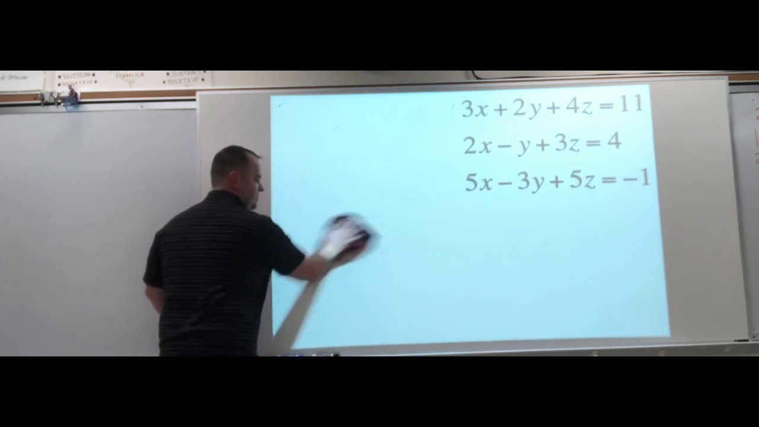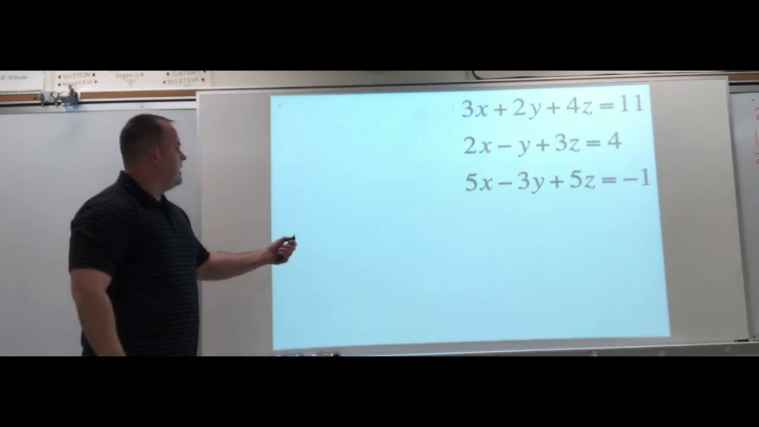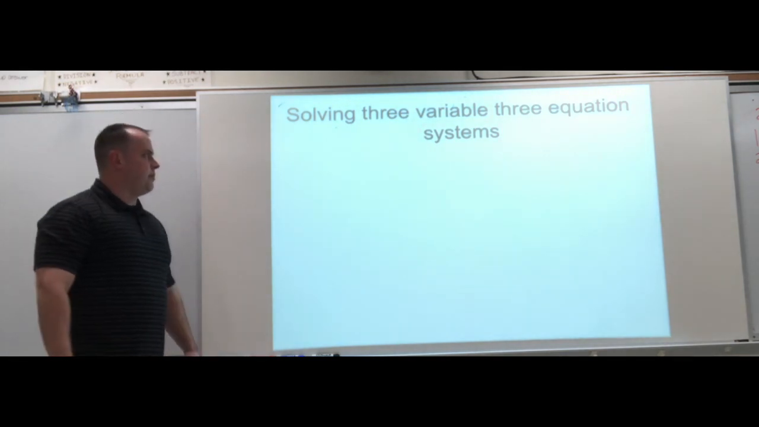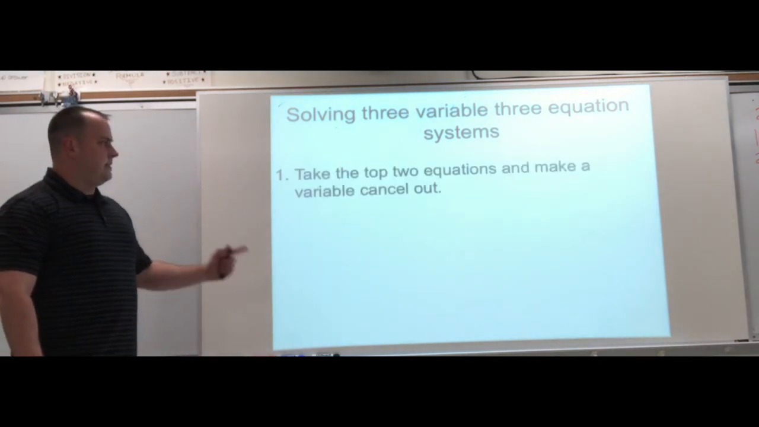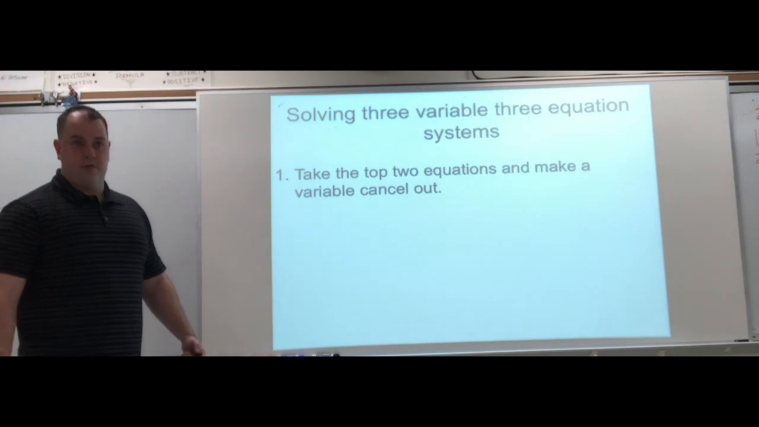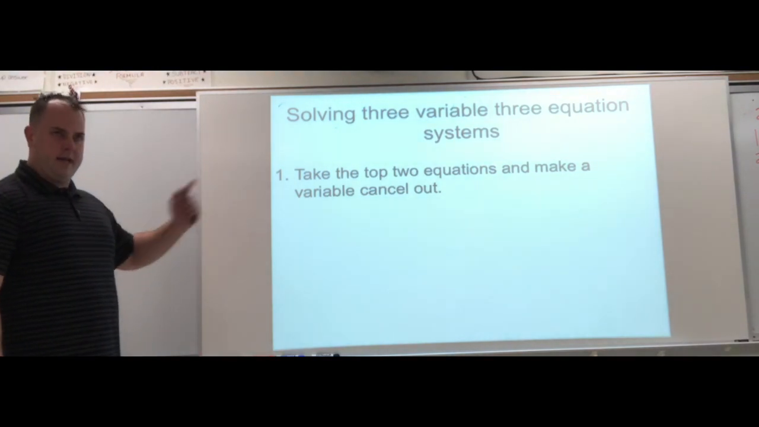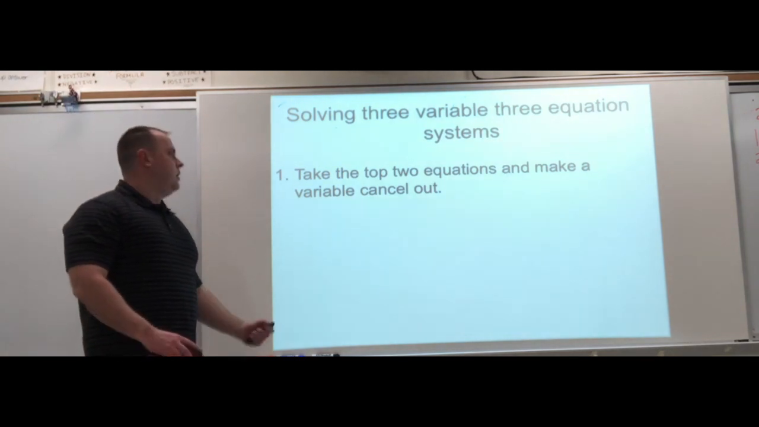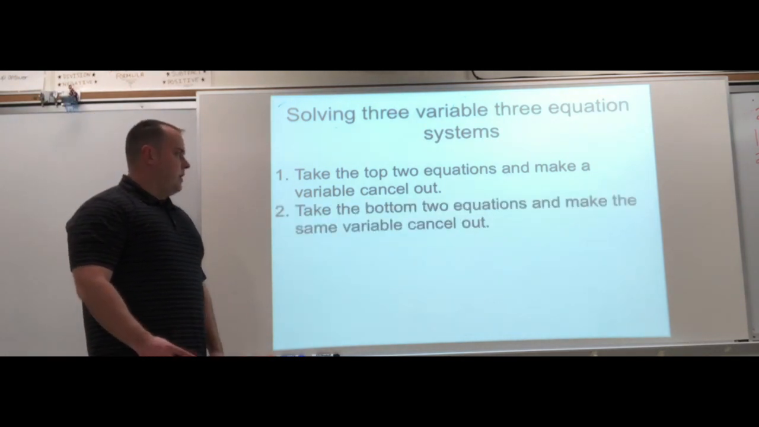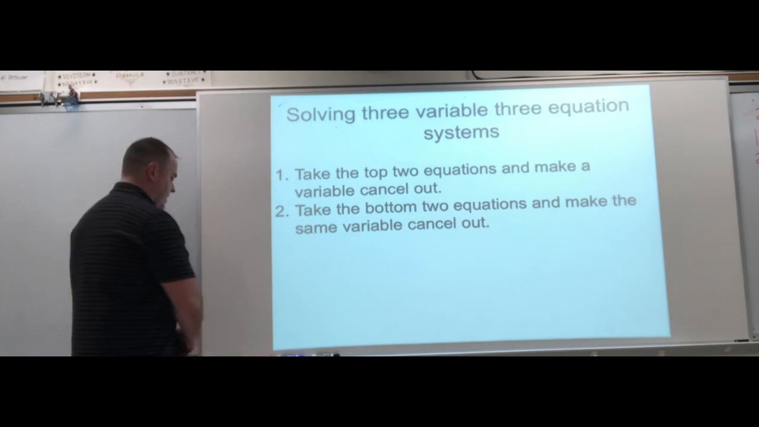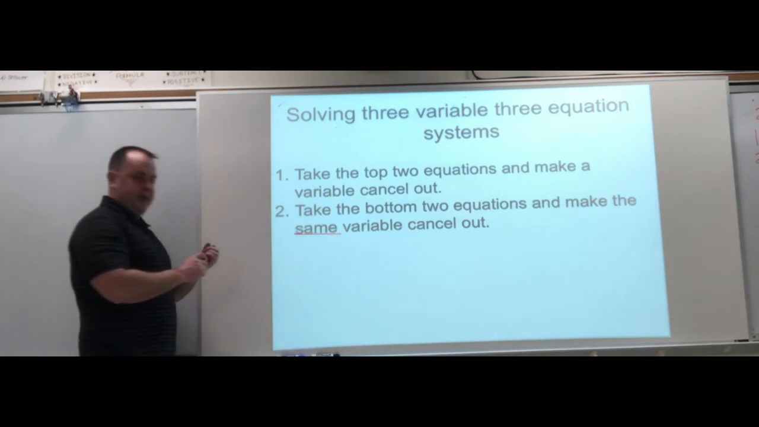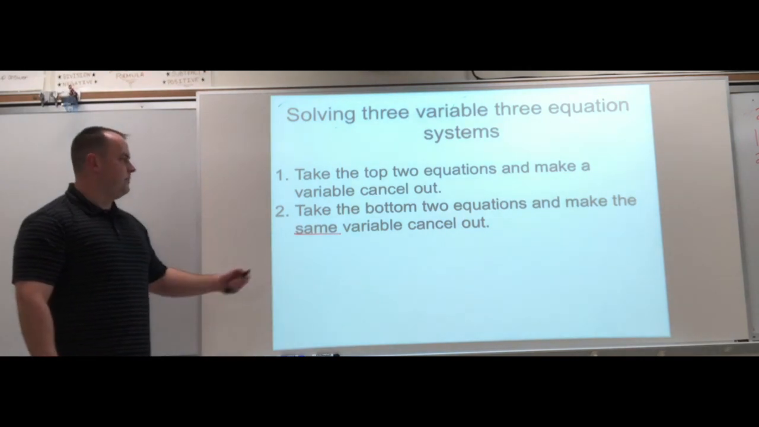Okay, you saw the steps, you saw them work out that way. Now in writing, solving 3 variable, 3 equation systems. Take the top 2 equations, make one of the variables cancel out. This is the freedom one where you can pick any of the 3 variables. Pick the one that looks the easiest for you. Take the bottom 2 equations, make the same variable cancel out. And that's probably the most important part there. You are making the same variable cancel out as you did in step 1.